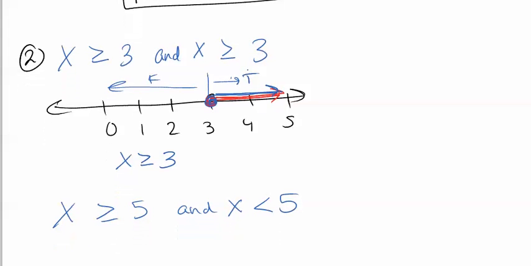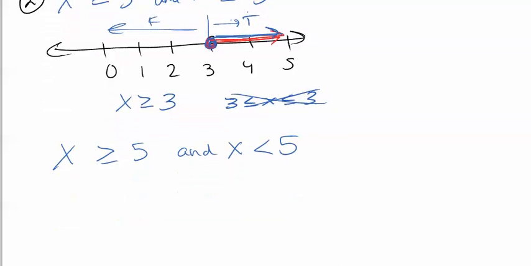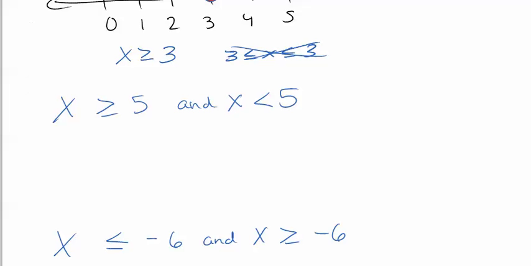So when you see that, you don't need to write a compound inequality. You certainly don't write it like this: 3 is less than or equal to x, which is less than or equal to 3. That doesn't make sense. It's just that x is greater than or equal to 3 for both inequalities. Okay, so then let's look at the next one.